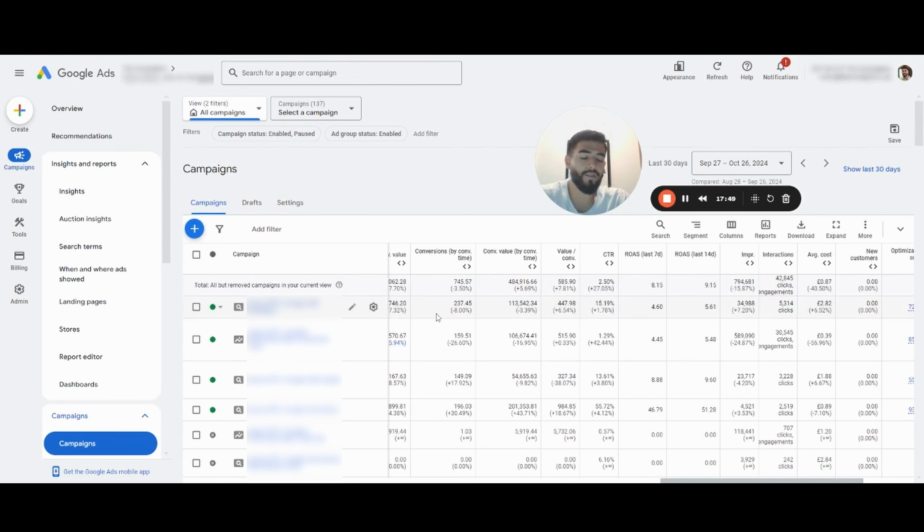There's no real negative keywords that are glaring at me that I need to add. Why are we not converting? Guys, a lot of us forget and we act like Google Ads is just this magic switch that we turn on and it just gets us leads.